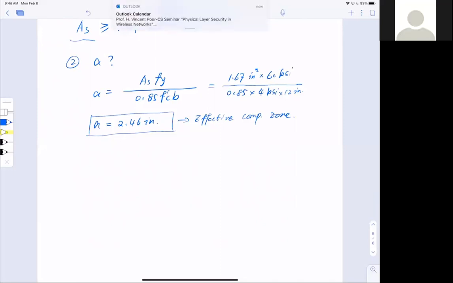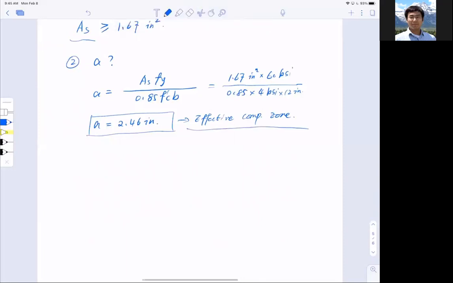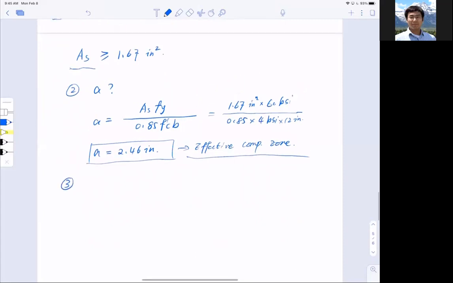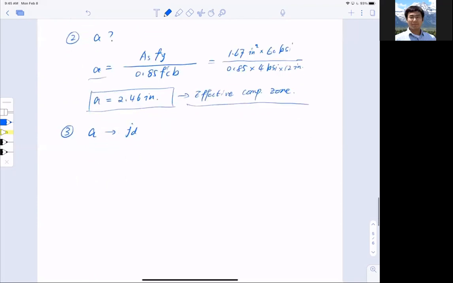So effective compressive zone size A equals 2.46 inch, but that's effective, okay? That's not C. Don't forget, we'll come back to find C. Now, next step: I started with this As, and this is based on a lot of assumptions. I got this actual compressive zone. After I get it, the jd I assumed can be evaluated now.